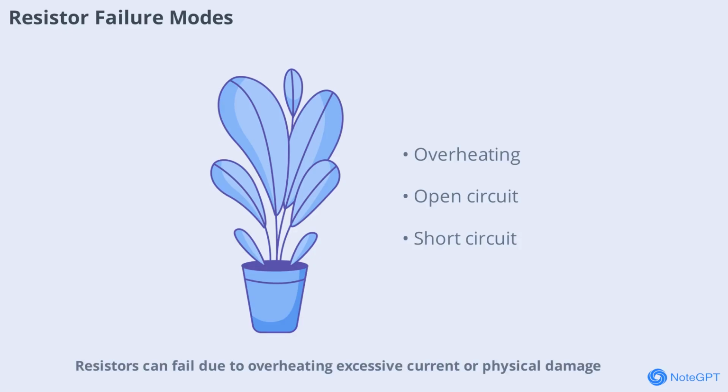Resistors can fail due to overheating, excessive current, or physical damage. Common failure modes include open circuits where the resistor no longer conducts and short circuits where it loses resistance. Understanding these failure modes helps in troubleshooting and designing more reliable circuits.